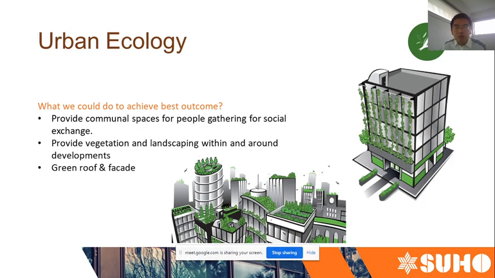Urban ecology. So for urban ecology, some tips here. The first is provide a communal space for people gathering for social exchanges. The other thing is provide vegetation areas and landscaping within and around the development. Green roof and facade also plays a major role here.